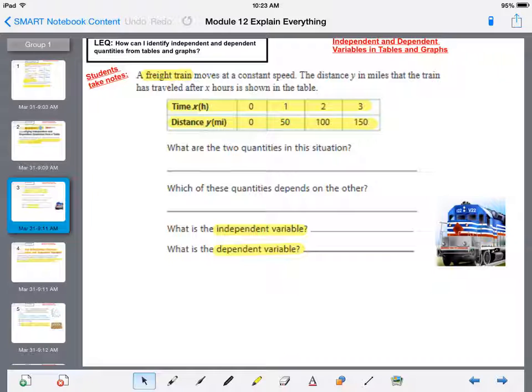In this situation, we have a train moving at a constant speed. The distance y in miles that the train has traveled after x hours is shown in the table. So the two quantities in this situation are your time in hours and your distance in miles. The quantity that depends on the other is the distance, because the distance depends on the time. So the independent variable here would be time, and the dependent variable, because it depends on the time, is your distance.